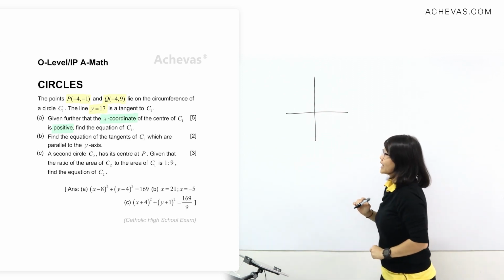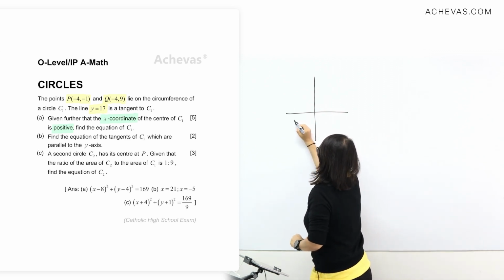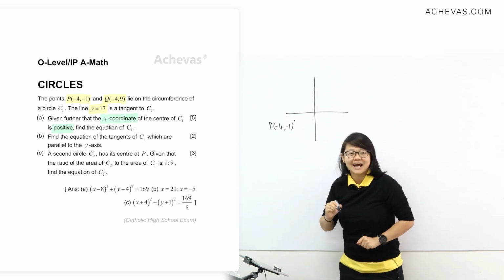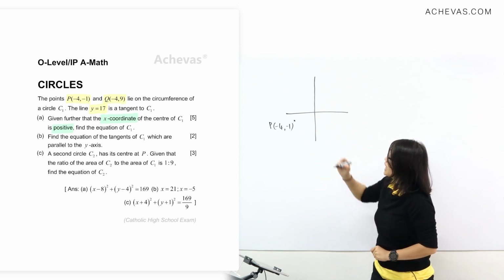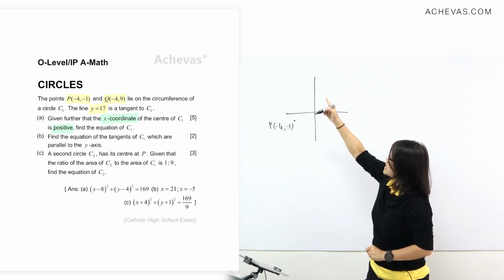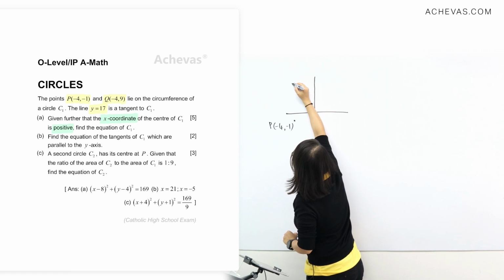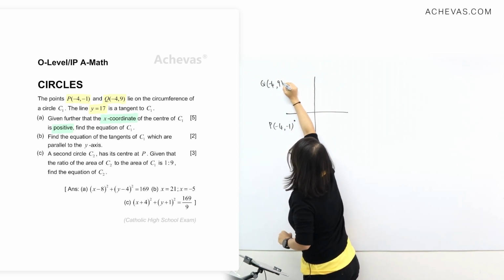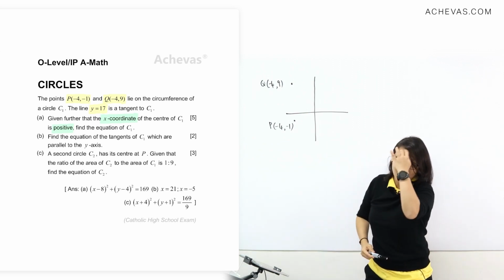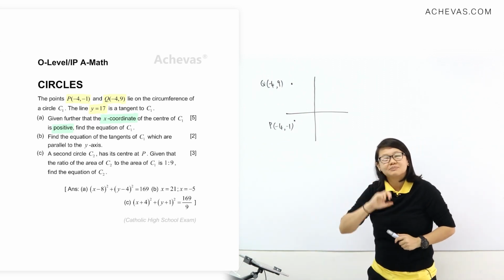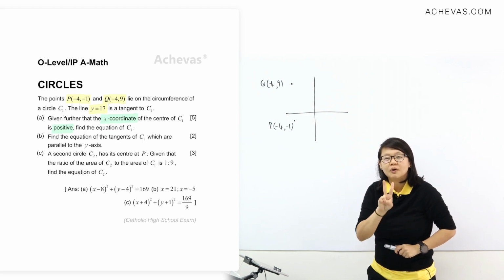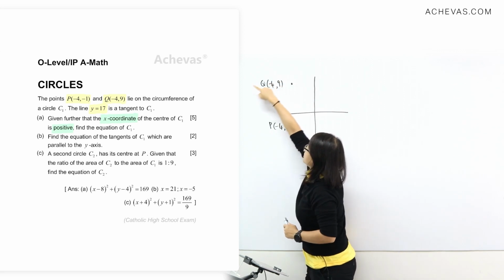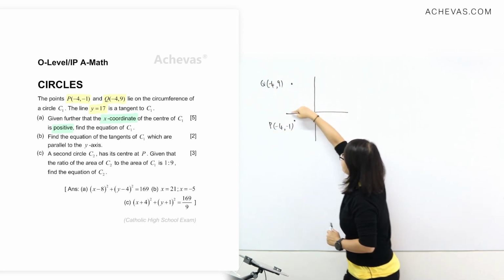I have a point (-4, -1). Let me put a dot here. And since point Q has x equal to -4 again, I'll have a point vertically above point P. Let me dot here. Point Q is (-4, 9). Now you notice that these two points must be on the circumference of the circle. There will be two possible ways for me to draw the circle. One is around here and the second one is roughly around here.